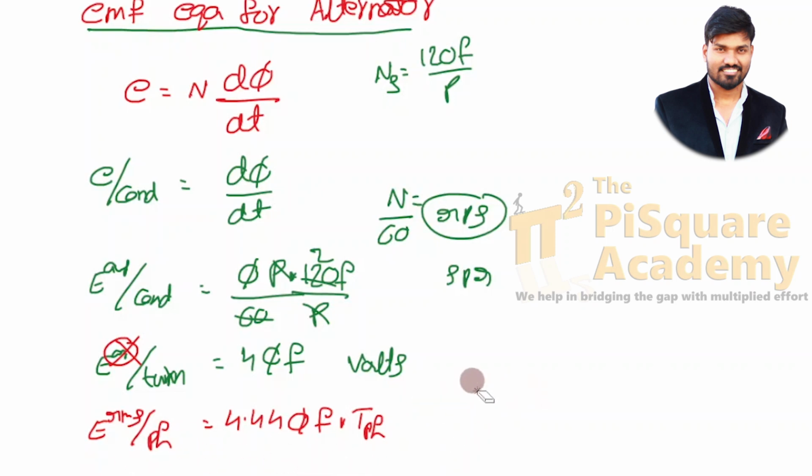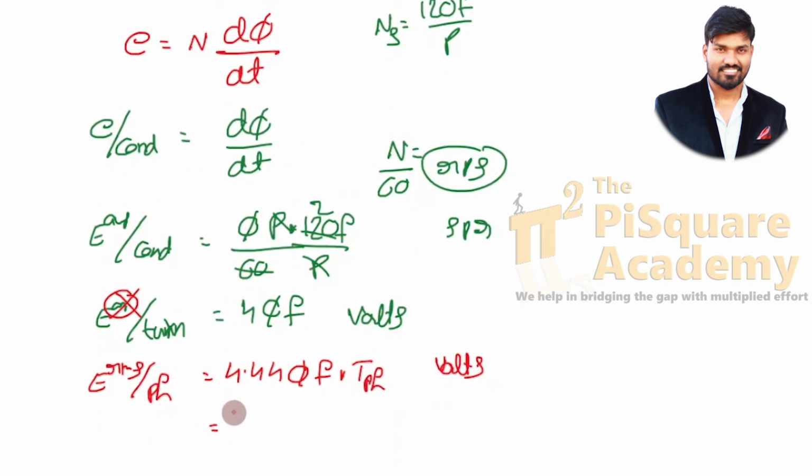So this much volts. Suppose if you have some winding factor also involved here: 4.44 into phi into F into T phase, winding factor Kw, where Kw is pitch factor into distribution factor, or simply you can write it as the product of these two is Kw. So this is the EMF equation derivation for an alternator or a synchronous generator or synchronous machine.